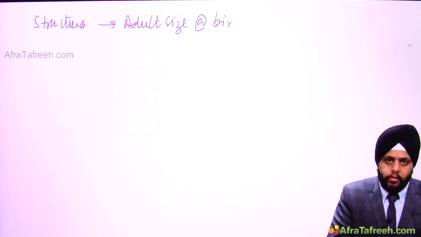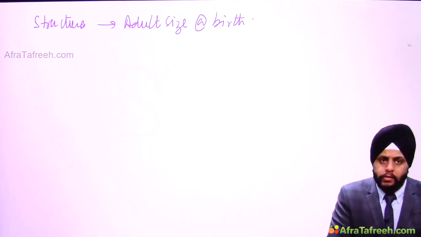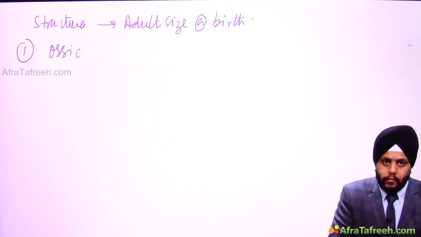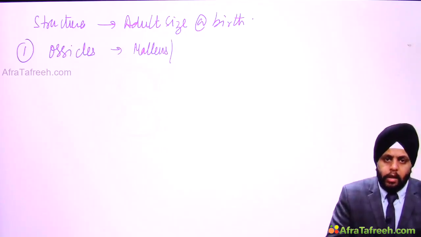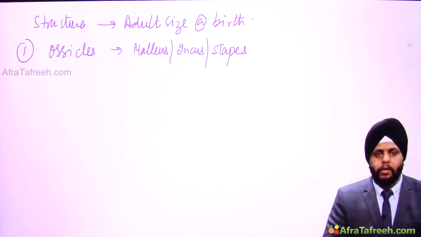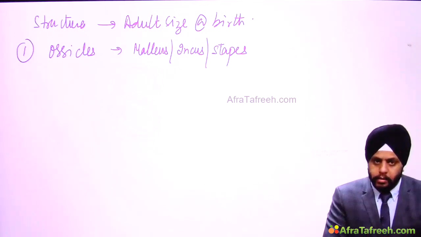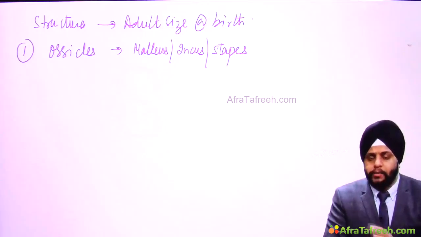Okay, structures which are adult size at birth. So what all structures are adult size at birth? Now we have just seen the three ossicles: Malleus, Incus and Stapes. All these three ossicles we have just seen will be adult size. They have achieved adult size much before birth. They have not achieved it at birth, but they are of course adult size at birth.